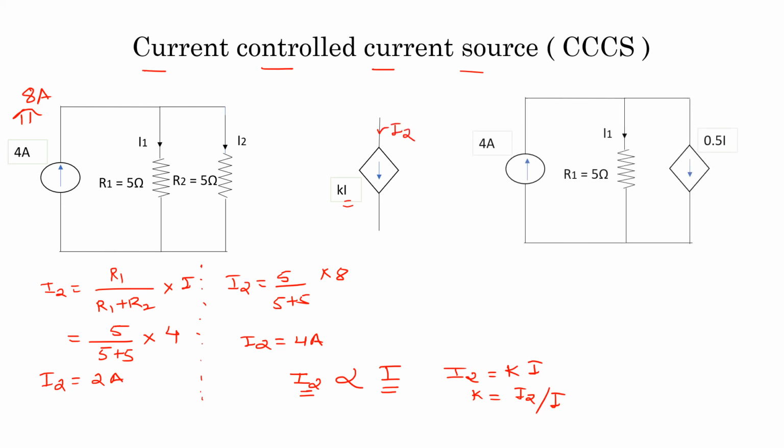The diagram with dependent source is shown like this, and from this diagram again see this 0.5 is calculated by this formula of K. K is equal to I2 upon I. In first case my I2 is 2 ampere upon I is 4, that is equal to 0.5, and in second case it is 4 by 8, again that is equal to 0.5. So current 0.5 I is equal to I2. This is what is known as current controlled current source.